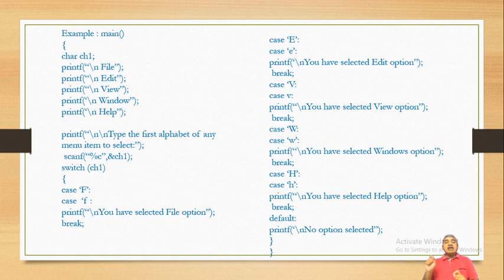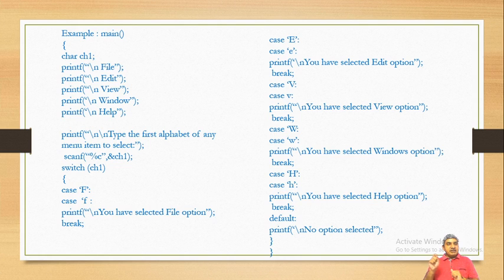Type the first alphabet of any menu item to select. First alphabet: if we type F, it indicates that they select the file option. E, then edit; V, view; W, window; H, help. Now this message is displayed on the screen: Type the first alphabet of any menu item to select. So this is an output function.